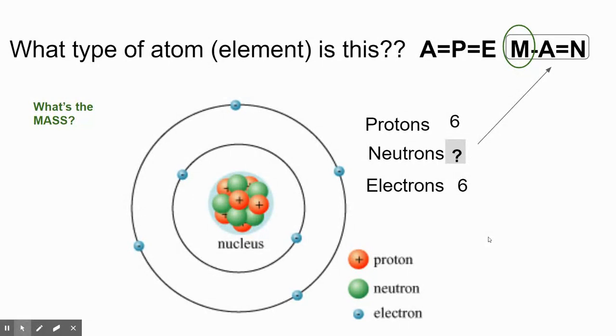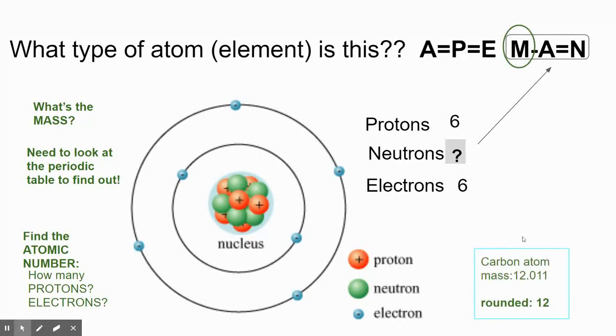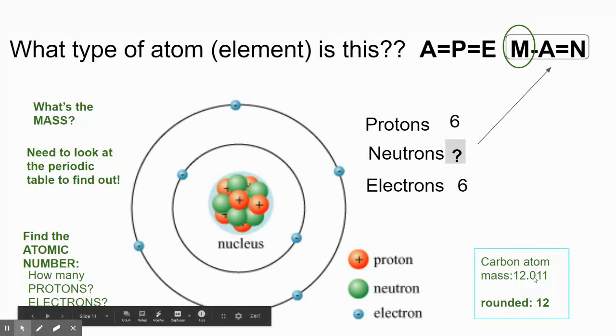What is the mass? We don't have that information here, so we need to go look at the periodic table. If you go look at the periodic table, you can look for the number of protons, that's going to tell us the atomic number. So you go look for the 6, okay, and that will tell you that is a carbon atom. And carbon has a mass of 12.011, which we are going to round to 12.